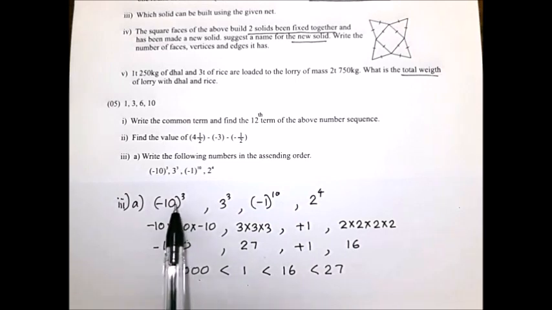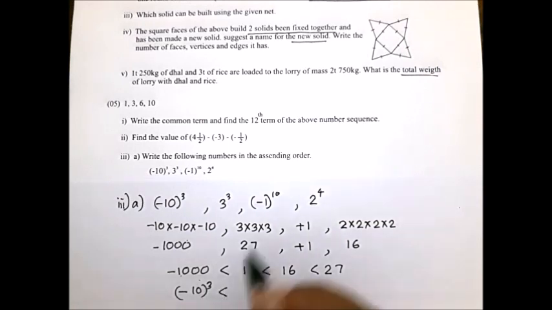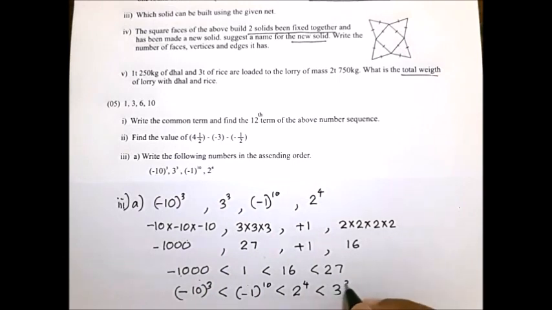Instead of minus 1000, write minus 10 to the power 3. Instead of 1, minus 1 to the power 10. For 16, write 2 to the power 4. For 27, write 3 to the power 3. This is the answer for part A.